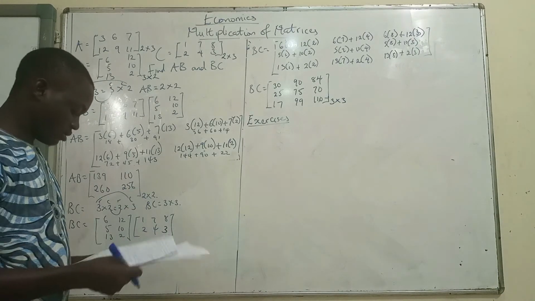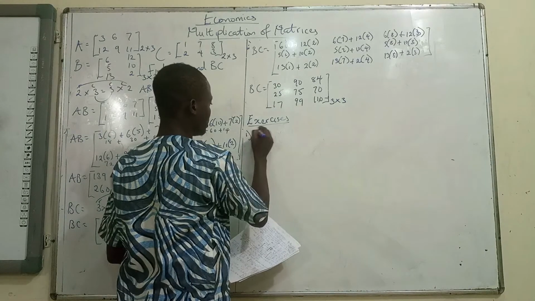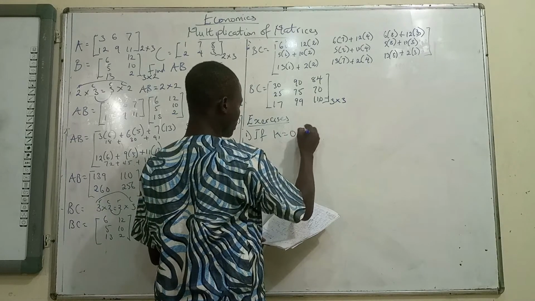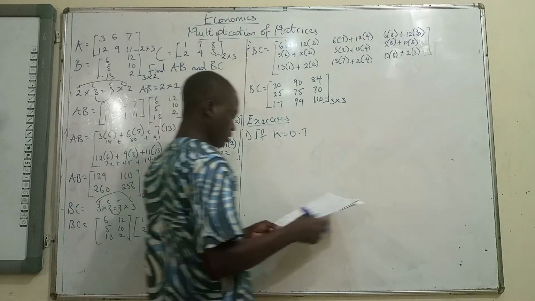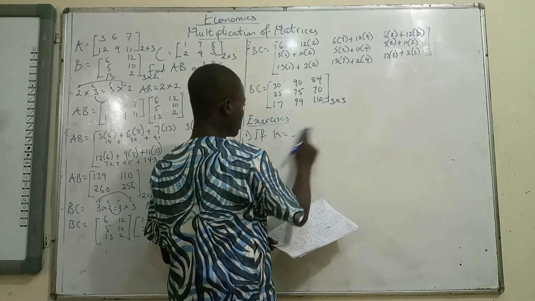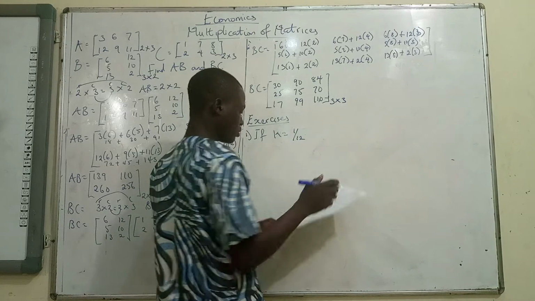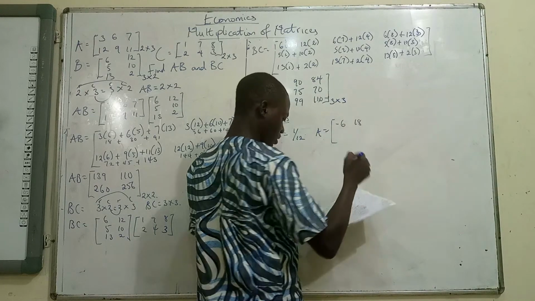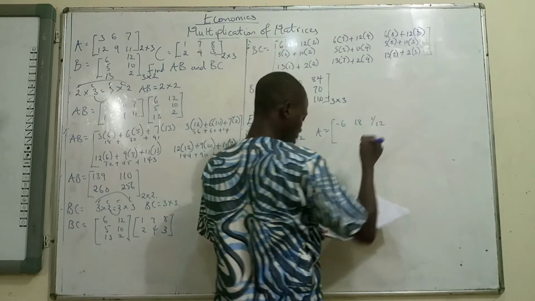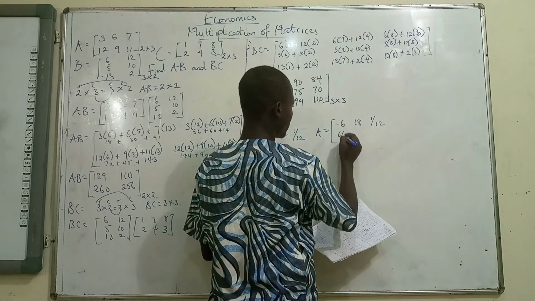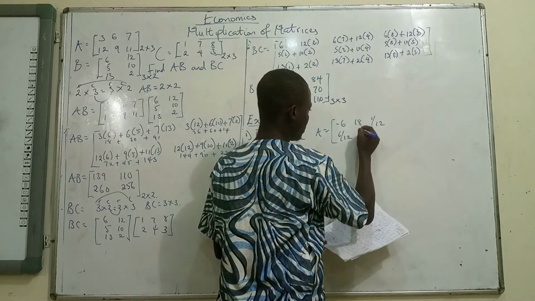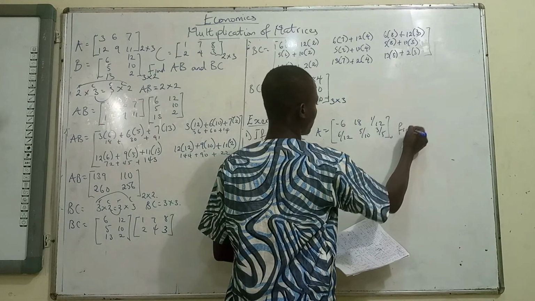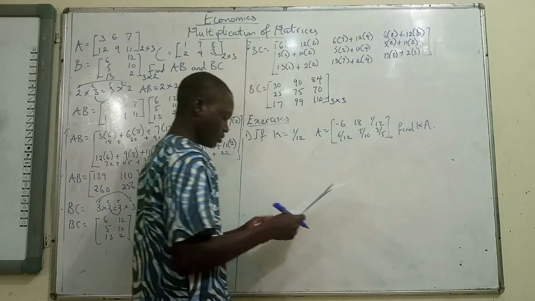So your first assignment: if k equals 1/12, and A equals minus 6, 1 over 12, then 6 over 12, 5 over 10, and 3 over 5. Find kA. So that's the first exercise.